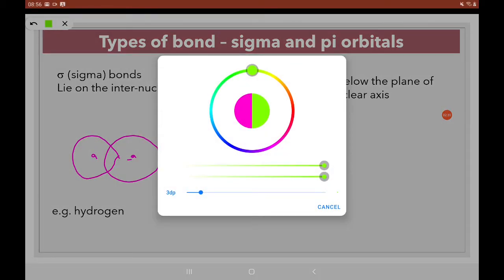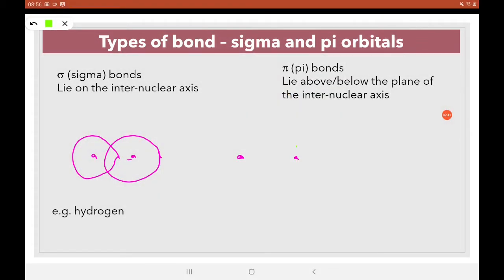Green will do. So now, where the electron density is, because remember that's what's represented here, is on the whole going to be between those two nuclei. Okay, so this is a sigma orbital, or a sigma bond. So the electron density lies between the axes.